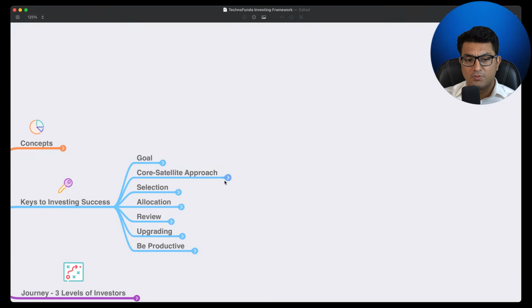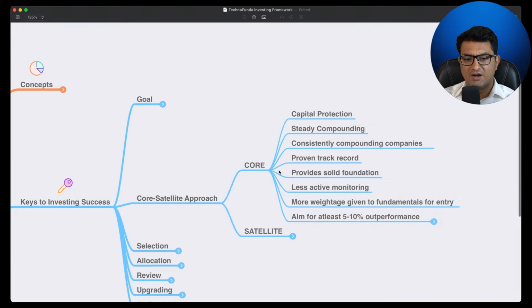So what I do personally is a two-part strategy. One is the core portfolio. The aim of the core portfolio is long-term compounding along with capital protection. Now, how do I do it? The way to do this is you start from fundamental analysis. You identify and screen companies which are compounding their earnings at around at least 15 to 25%.